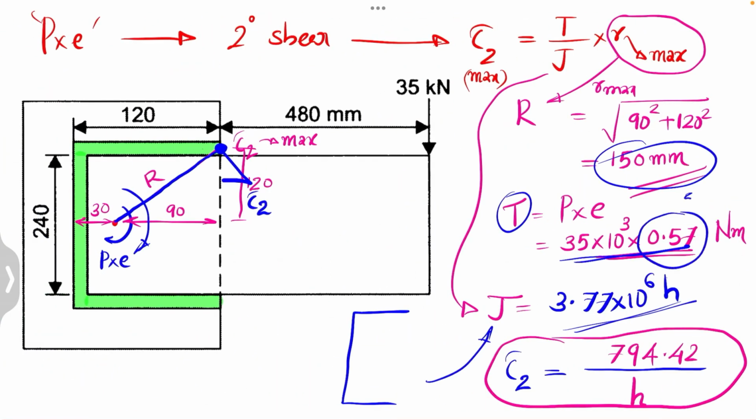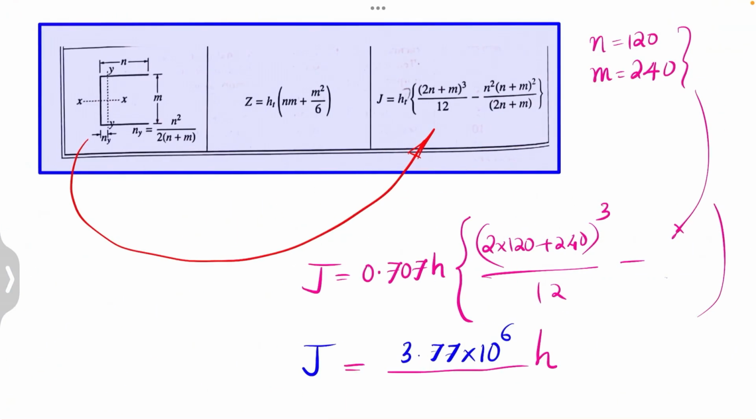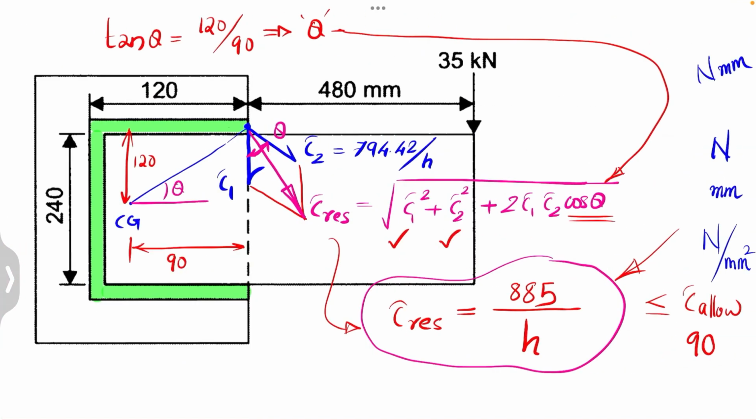So the torque should be used as Newton mm. That means in the previous step this should actually be 570 mm, so this should be Newton mm. All other things, I have the values I have obtained from the book. So this tau 1 and tau 2 are the same. So from this we will be getting the value of 885 by H, and this will be equated to 90.